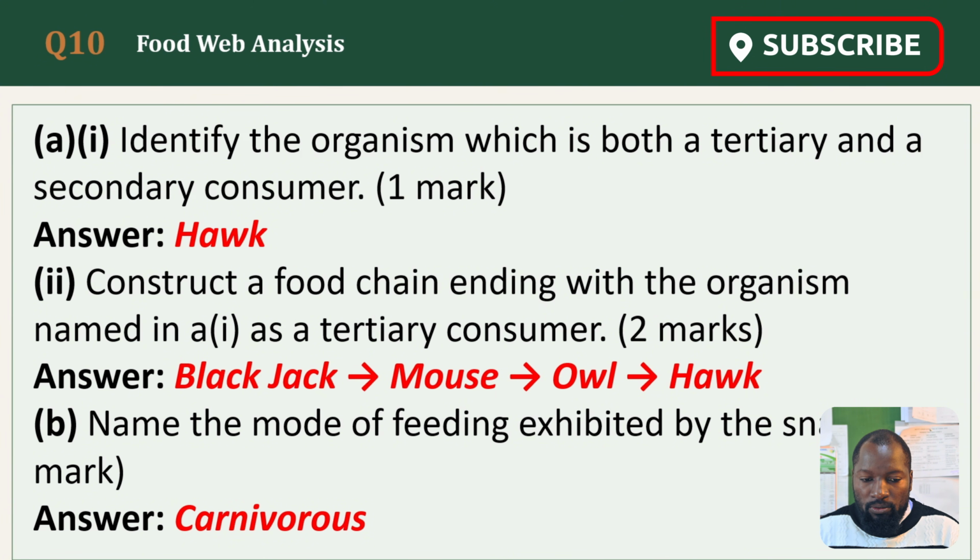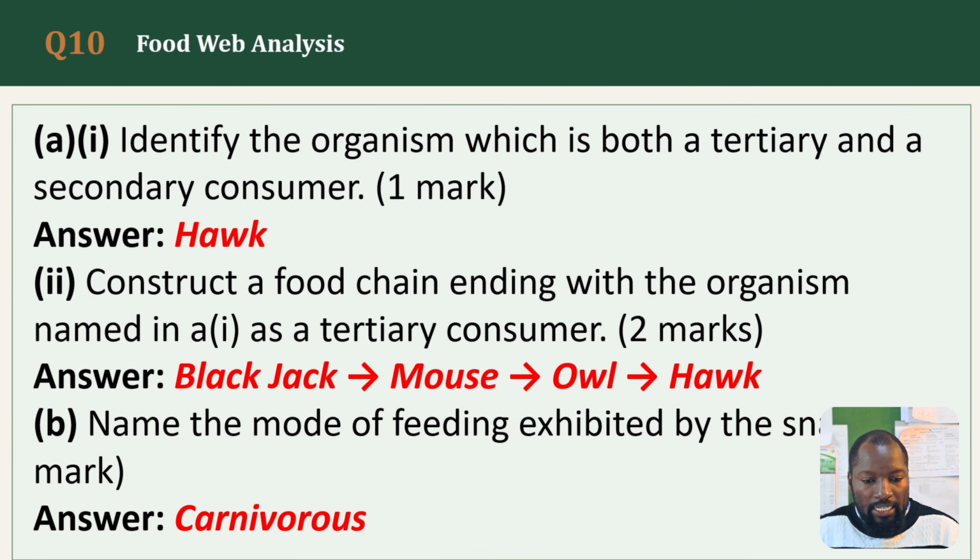Then question number 2, construct a food chain ending with the organism named in A as a tertiary consumer. So in this case, they want it to end in the 4th stage, which is the hawk. We shall have the longest chain, that is the blackjack being fed on by the mouse, and then the mouse being fed on by the owl, and then the owl being fed on by the hawk. So in this case, the hawk forms what we call a tertiary consumer.